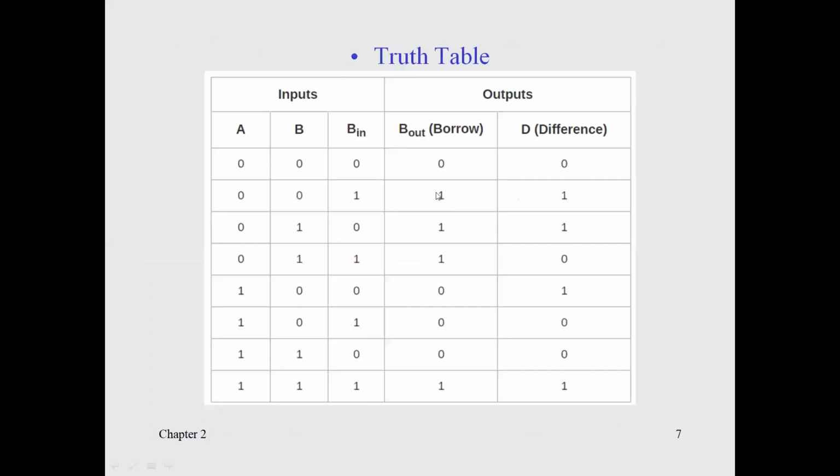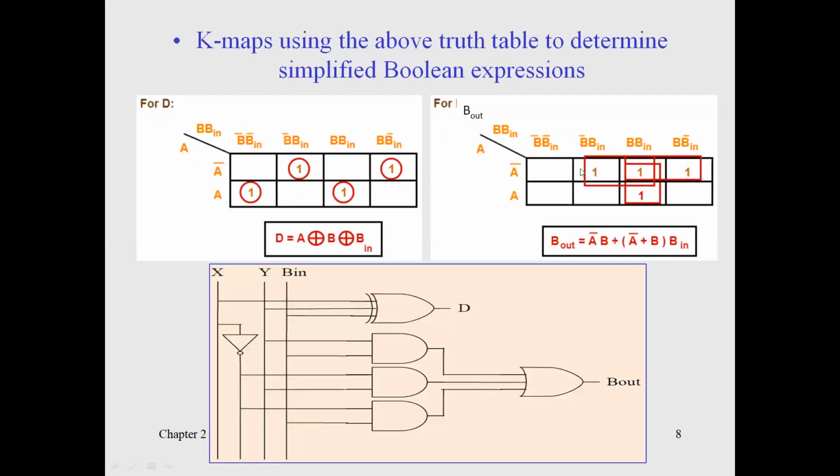So for the borrow part, you can see here borrow, you can write down B out, summation of small m, 1, 2, 3, 7. Okay. So you can see here, 1, 2, 3, and 7, and clearly you can make 3 pairs over here. Okay. So if you look at this pairing, this is a dual.